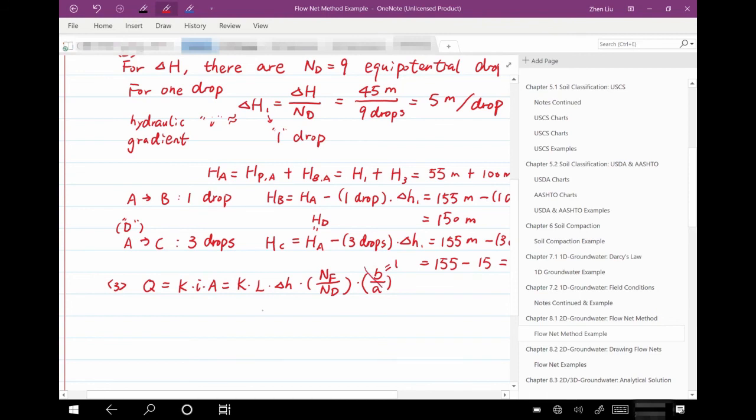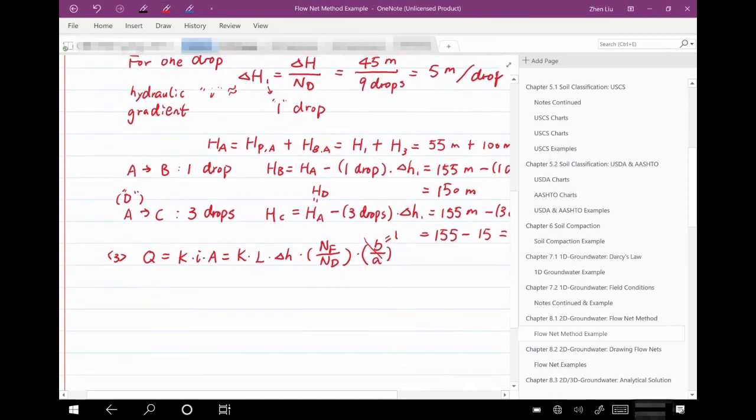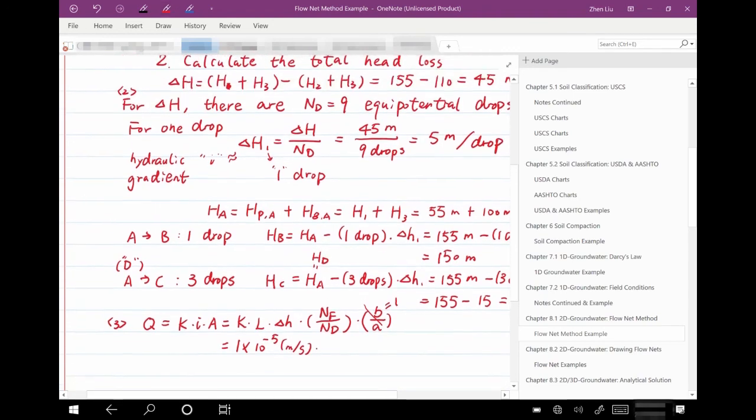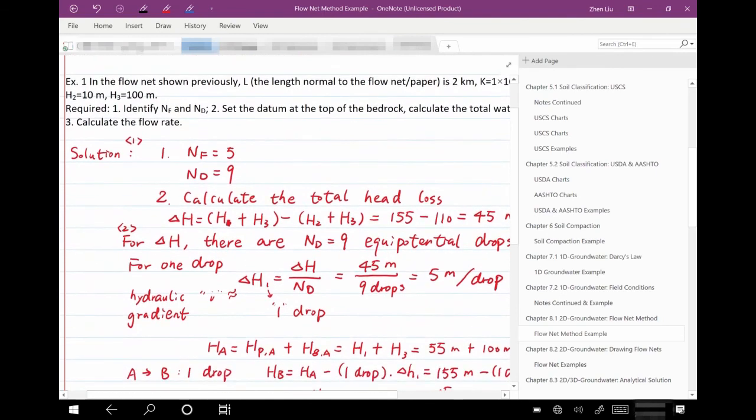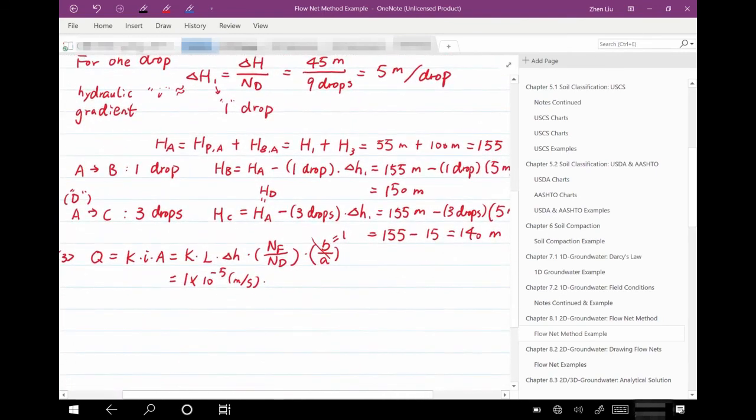You don't need to remember these equations, don't worry about it, but you need to know the meaning of each term in this equation. You need to know how to get each of them by reading a flow net. We plug in all the values that we have. K is 1 times 10 to the power of minus 5 meter per second times L. That's the distance. I think it's given here as 2 kilometers. So let's use the same unit. 2 kilometers is 2,000 meters.